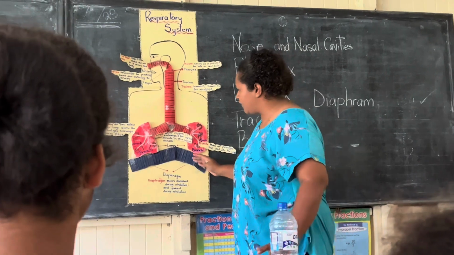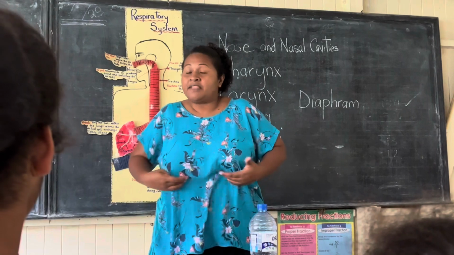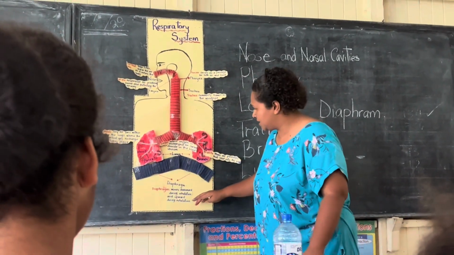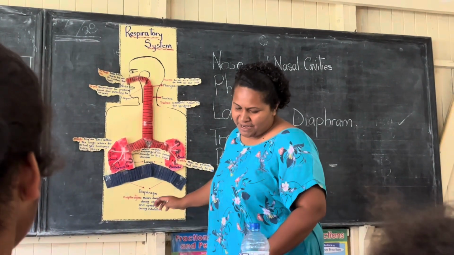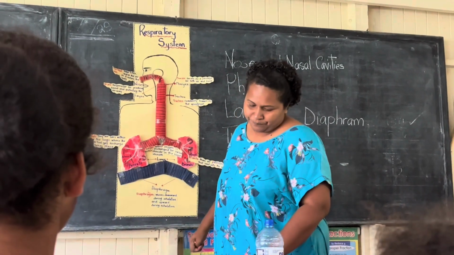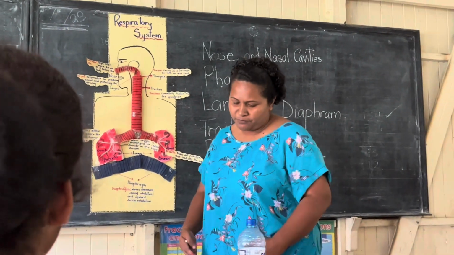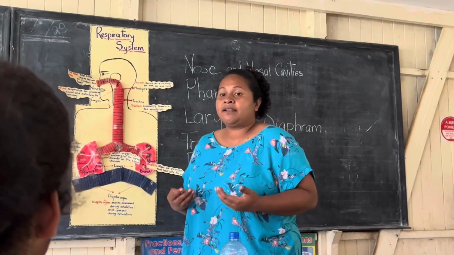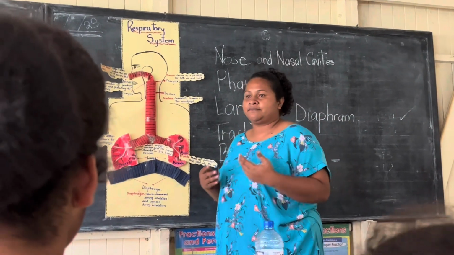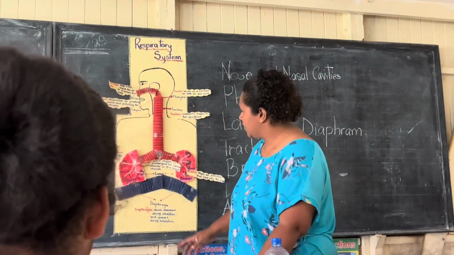And the last one, we have the diaphragm. If you touch this part, we have the diaphragm. The diaphragm is a muscle beneath the lungs that contracts and relaxes to facilitate breathing. To facilitate what? Breathing. It moves downward during inhalation, and upwards during exhalation. What goes down?